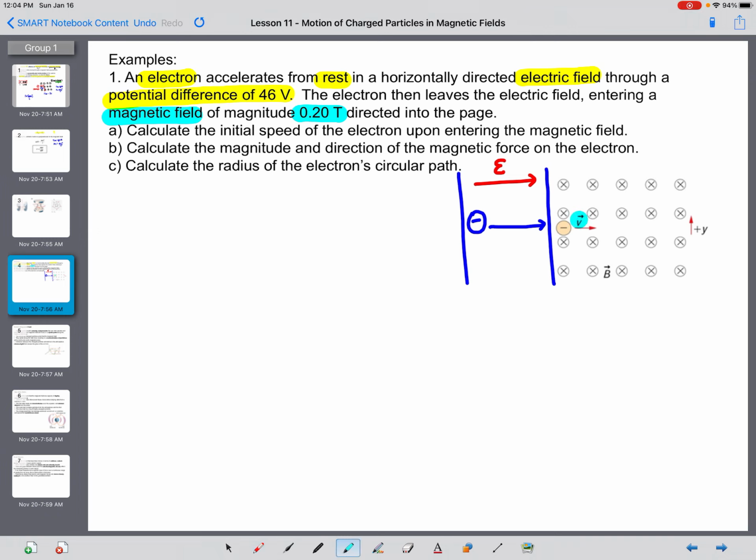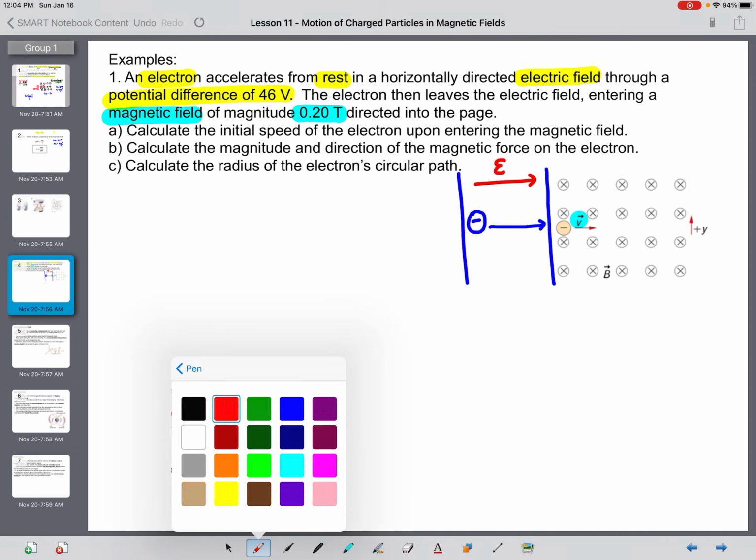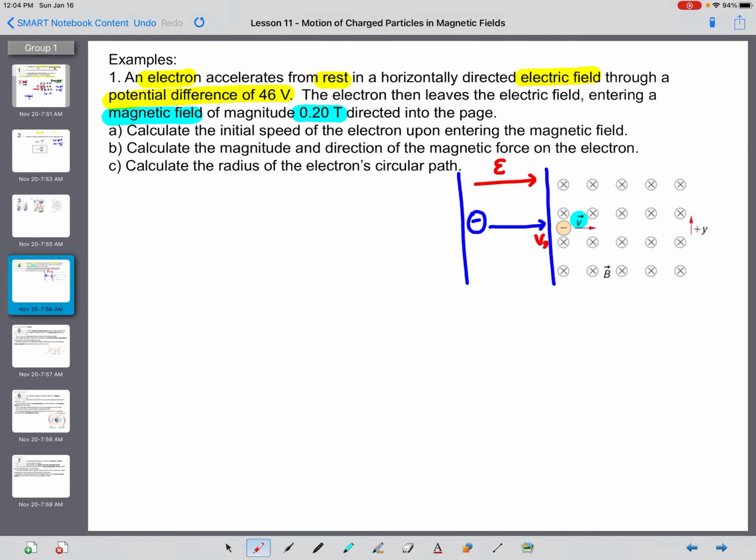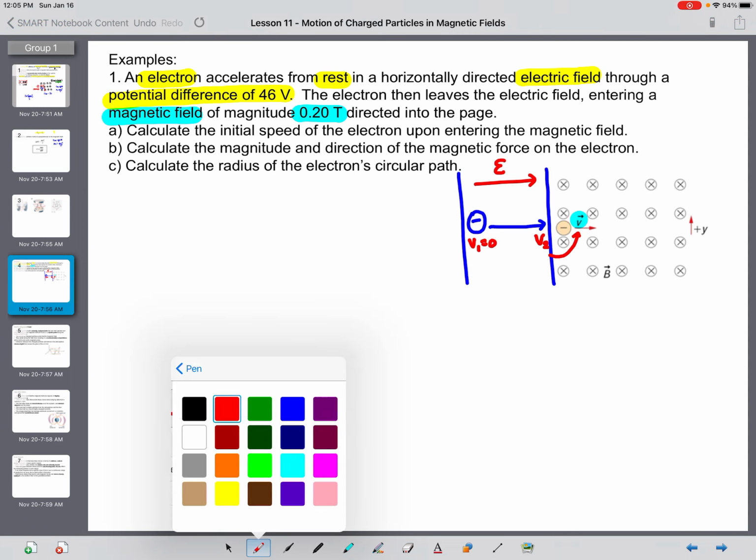Okay, we actually need to find what is V2. At the end here, what is the final speed? So V1 was 0. It got accelerated through the electric field, getting stronger and stronger until the speed is whatever this V2 is. That becomes the speed that is entering the magnetic field. So it's two parts. It's kind of tying lesson 5 together with lesson 10. Okay, so let's do the first one together.